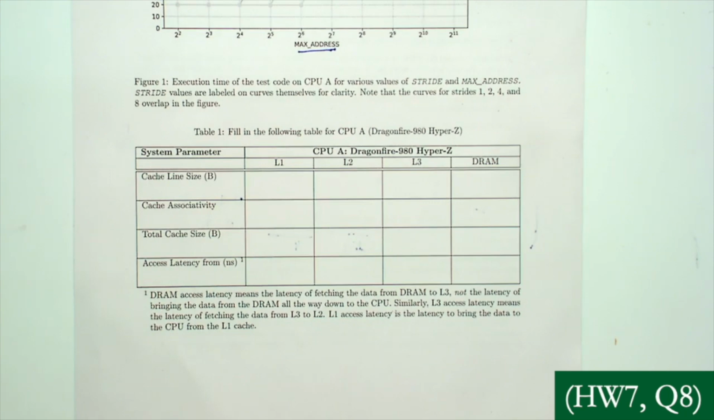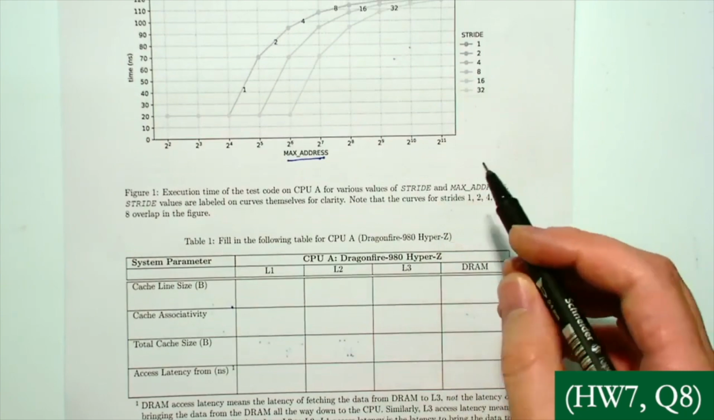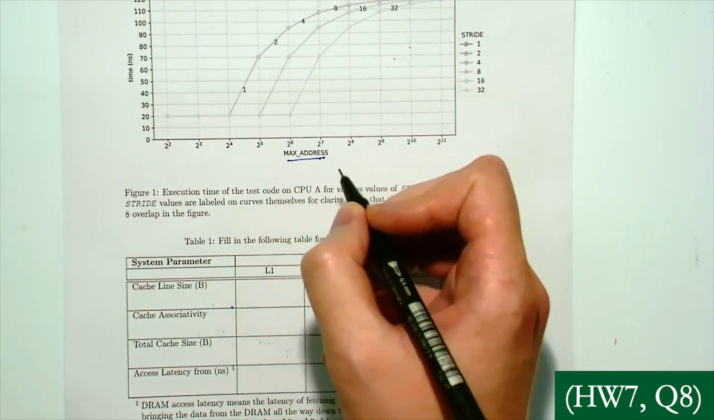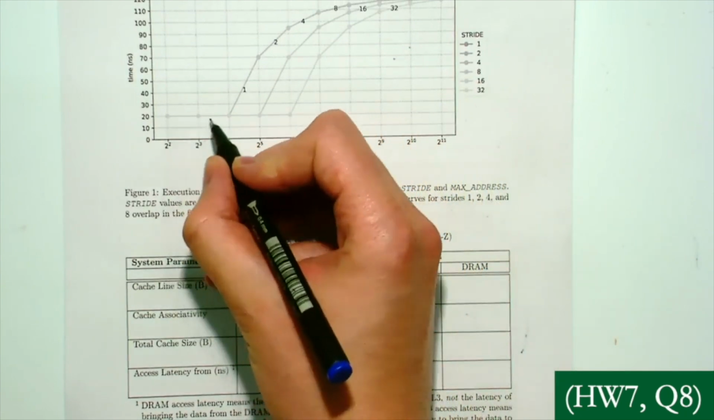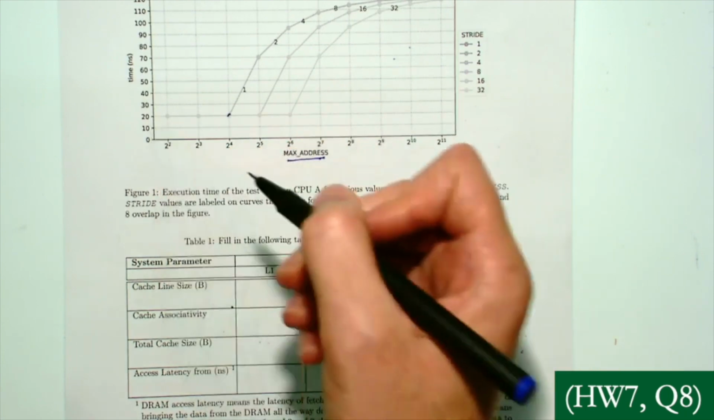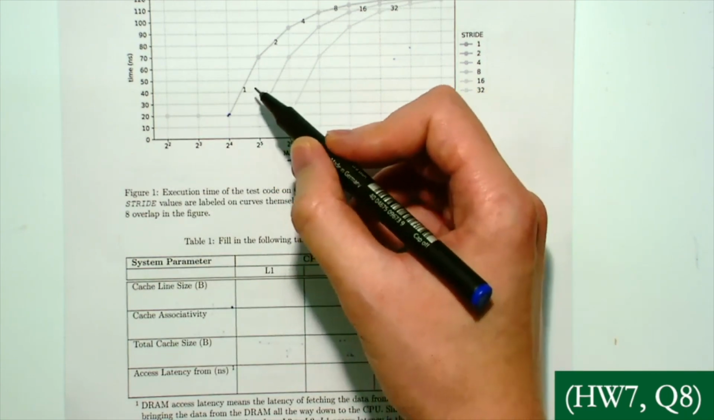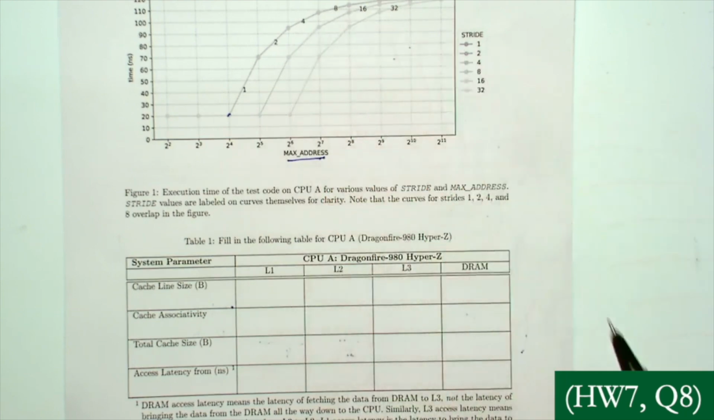Okay, so let's start with reading this plot a little bit more. So here we see some interesting points, right? So until this point over here, the latency is constant. It is 20 nanoseconds, right? After this point, it starts increasing for strides of 1, 2, 4, and 8. So this is actually showing us the size of the first level of cache, right, of the L1 cache.